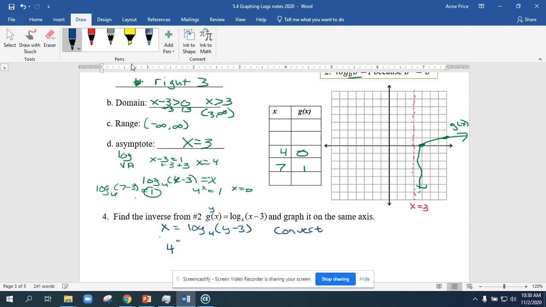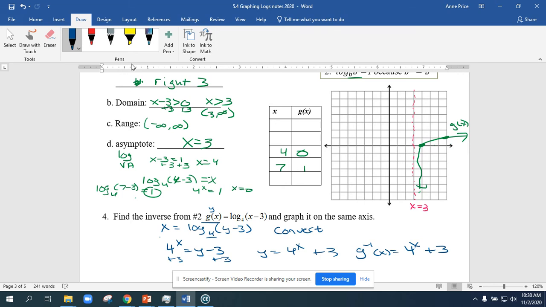So it's going to be 4 to the x, that's my base, 4 to the x equals y minus 3, and then I need to add 3 to both sides. So y equals 4 to the x plus 3, and I'm going to rewrite it with the notation since my function's name is g. g inverse of x equals 4 to the x plus 3. So if the original transformations for my exponential function are right 3, then for my logarithmic function, they're up 3, so both in positive directions.